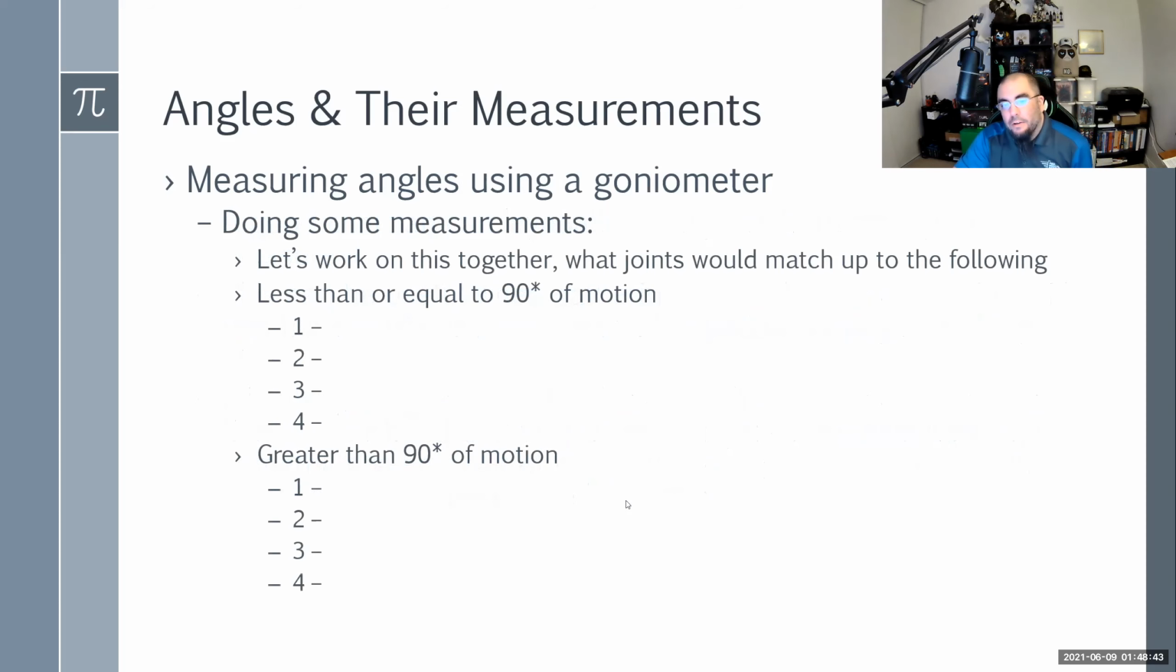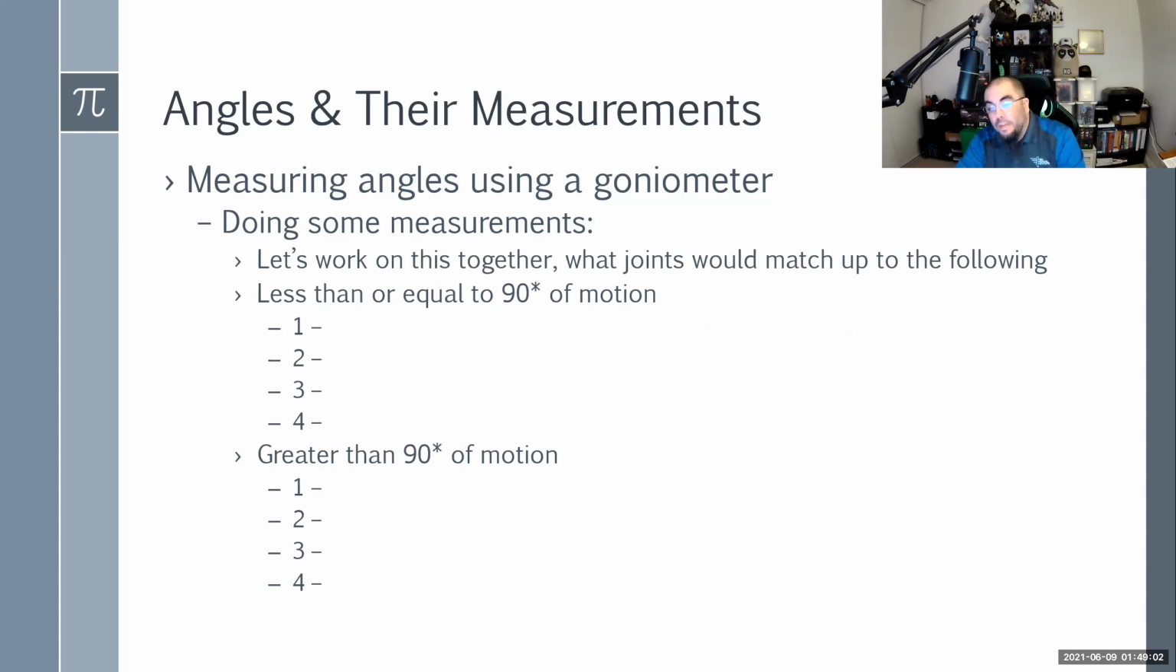So let's work on a couple things here together. What would be a joint that has less than or equal to 90 degrees of motion? There's a bunch of them in the body. Well, let's think. Wrist flexion and wrist extension would be one of them. Pretty much all the finger joints are going to be about that.